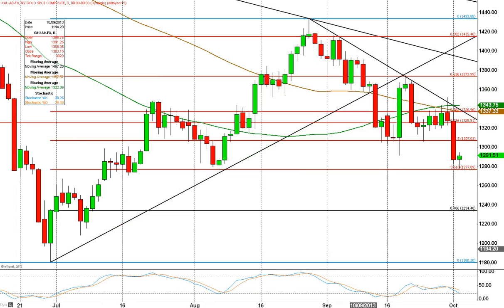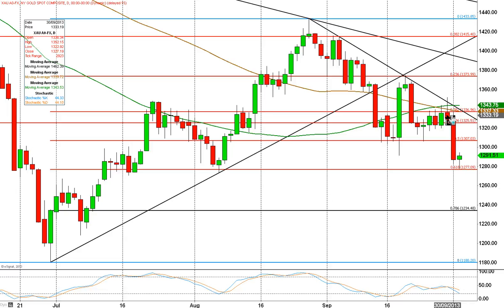Daily chart for gold. It had a little bounce over the summer, a bounce in a bear market really, and this bear market has now resumed as we've come into September, October. September wasn't a great month. We headed lower and we're establishing a little downtrend there, a resumption of a longer term downtrend.